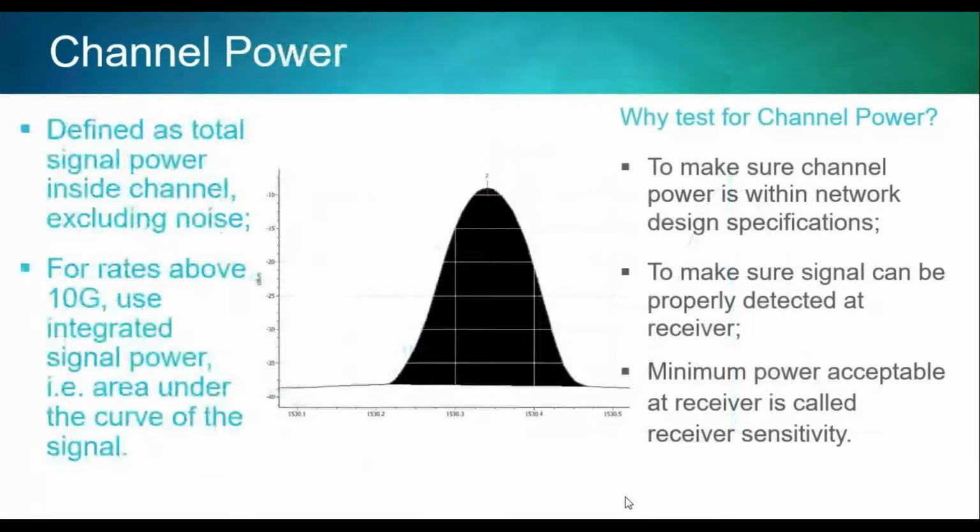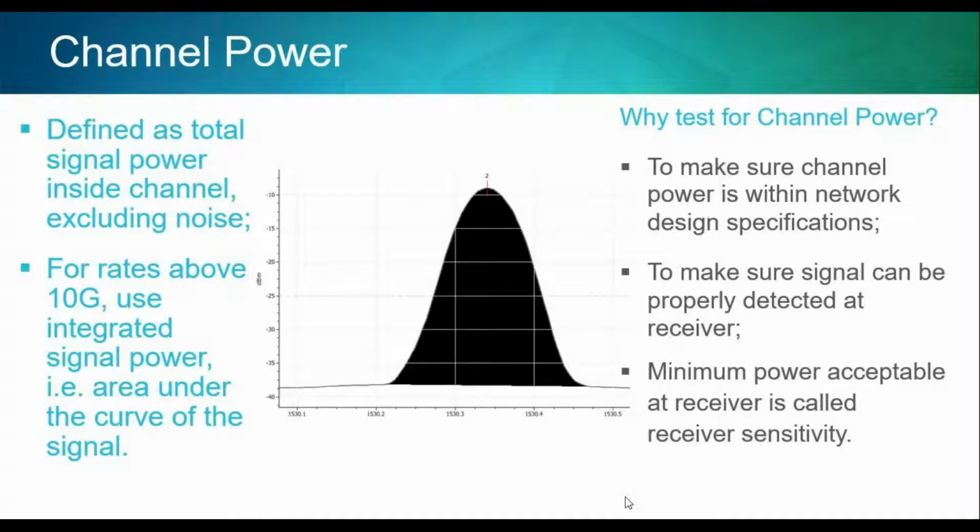In terms of channel power, by definition it's the power under the curve, all right? We use what we call the integration of the signal power, the area under the curve of the signal. So why do we test for channel power? To make sure that we're within the network design specification. Is there enough power to reach the distance it has to reach before the next amplification stage, right? Or to be detected at the far end by the receiver, okay? Because it has to be detected by the receiver.